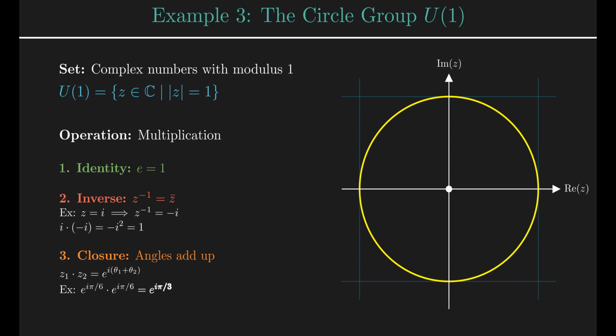When we multiply two complex numbers, their angles add up. Take a point at 30 degrees. Multiply it by itself. The angle doubles to 60 degrees. Since the magnitude remains 1, the result stays on the circle. This beautiful geometric property makes U of 1 a fundamental group in physics and mathematics.